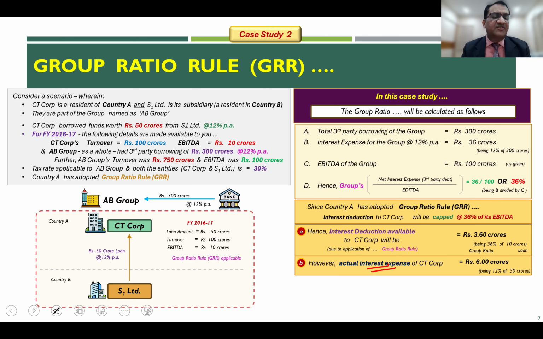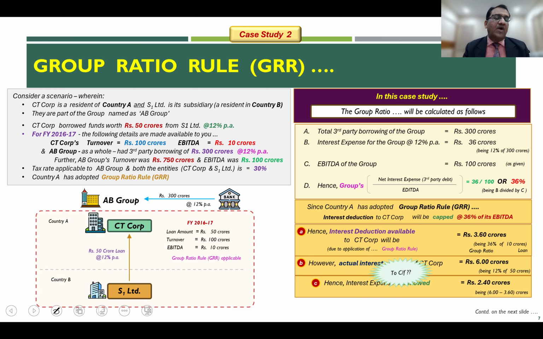Now, the actual interest expense is 6 crore. Assume the actual interest expense is not 6 crore but let's say only 2 crore, then of course they will not be allowed 3.6 crore. They will be allowed only to the extent of the actual interest expense. But in this fact pattern, because the actual interest expense is 6 crore and the permissible limit based on the group ratio rule is 3.6 crore, the balance 2.4 crore will be disallowed.